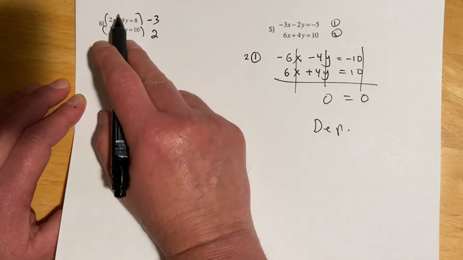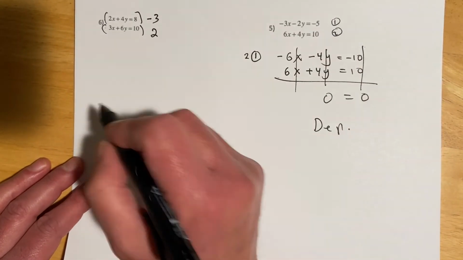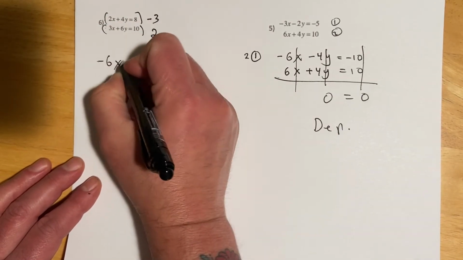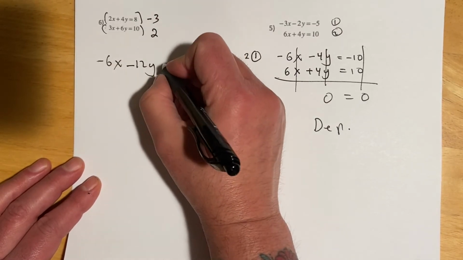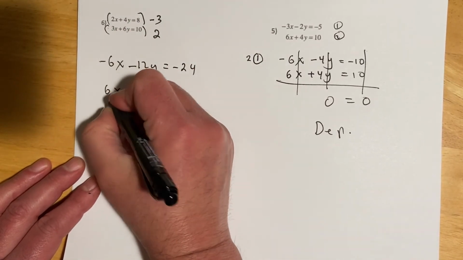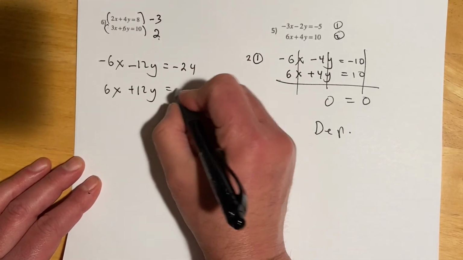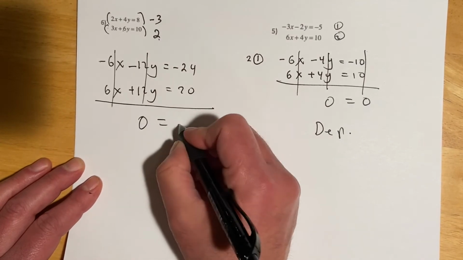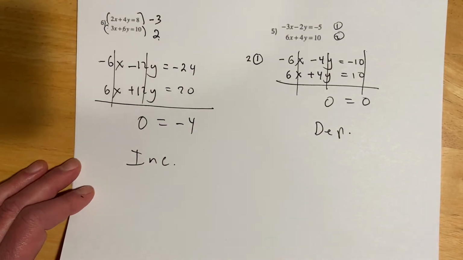I could do the same thing in terms of the y. I was just focused on the x's because they're smaller numbers, and it's not going to matter in a second. So -3 times 2 gives us -6x. -3 times 4 gives us -12y, and then equals -24. And then here we're going to get a 6x plus 12y, and 2 times 10 would equal 20. So on this side, it cancels, 0 equals -4. So that one would be inconsistent.